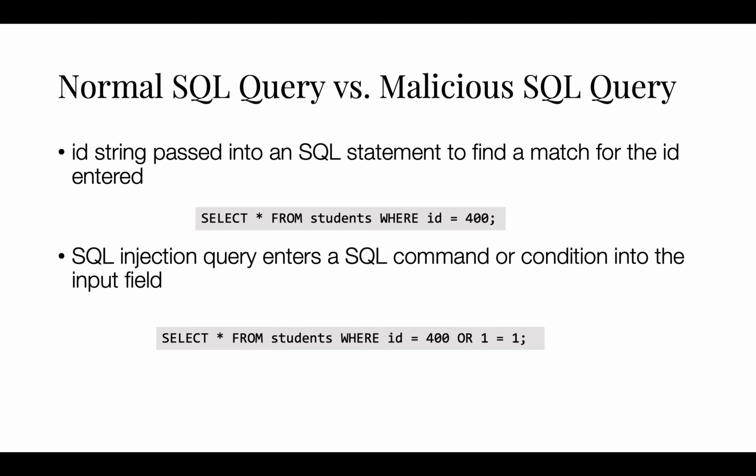For example, here is what a normal SQL query looks like versus a malicious SQL query. In the first example, the ID string is passed into a SQL statement to find a match for the ID entered. We want to find the student whose ID number is 400. This statement does that. In the second example, the injection query enters a SQL command or condition into the input field. If the form prompted a user to put an ID number into the search field, in this case the user inputted 400 or 1 equals 1. Since 1 equals 1 is always true for every student in the column, the database query will return all the data from the students table back to the attacker when this statement is run.